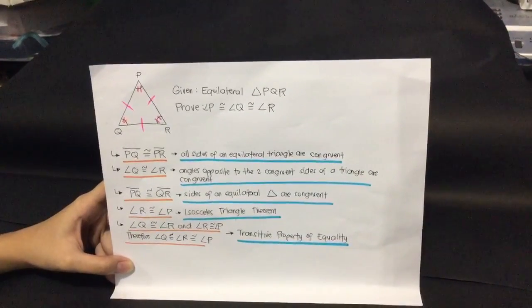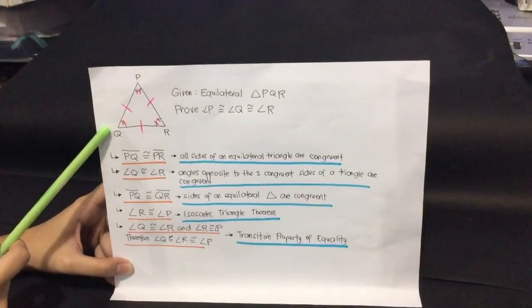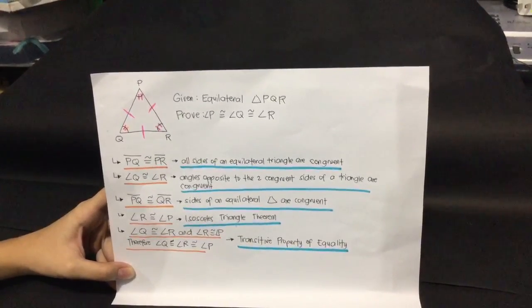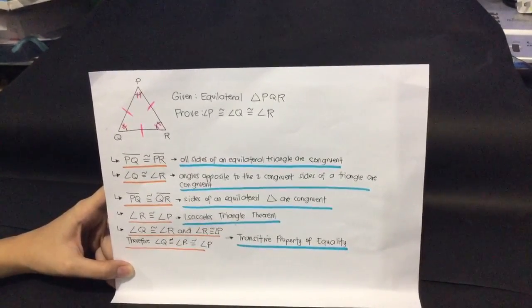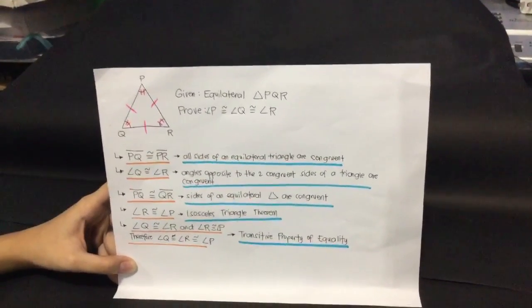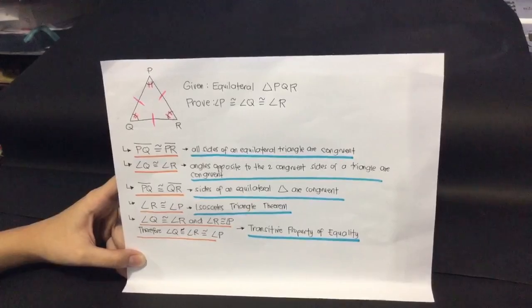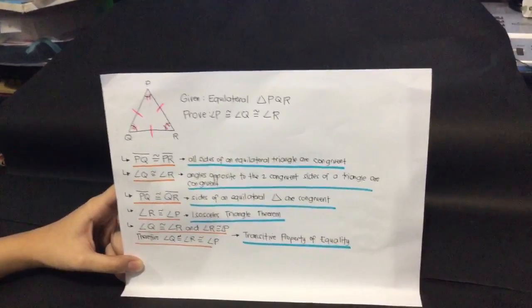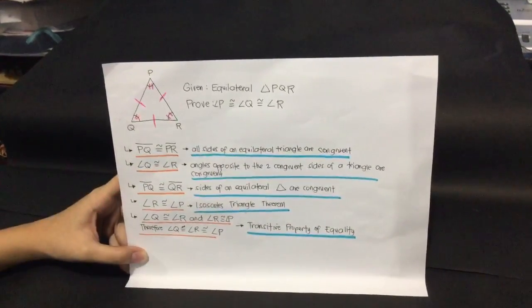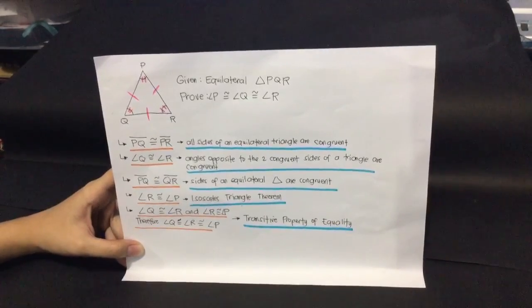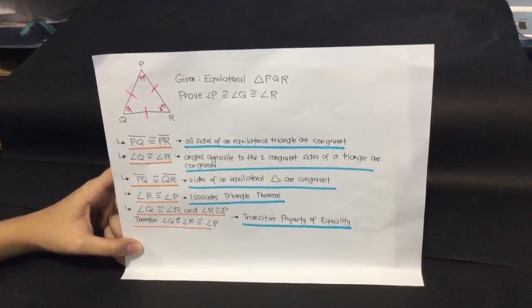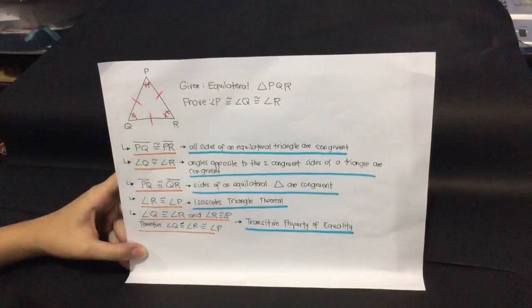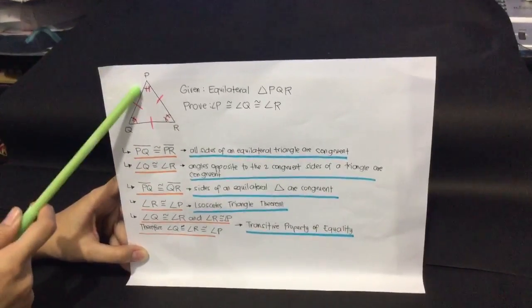Statement 3: segment PQ is congruent to segment QR. It is because sides of an equilateral triangle are congruent. Fourth statement: angle R is congruent to angle P. It is because of the isosceles triangle theorem, which states that angles opposite the two congruent sides of a triangle are congruent. So lastly, angle Q is congruent to angle R and angle R is congruent to angle P.